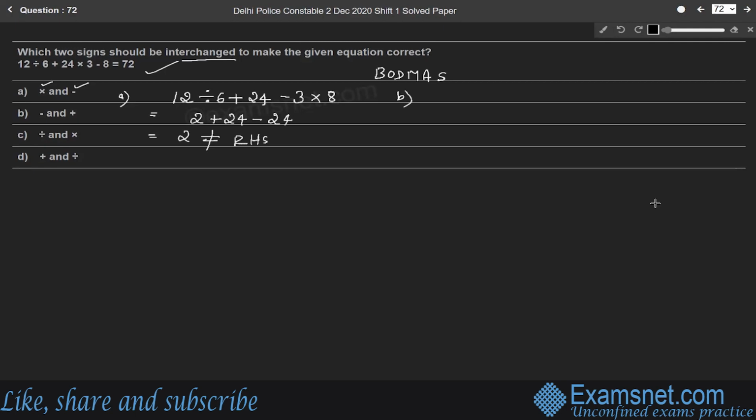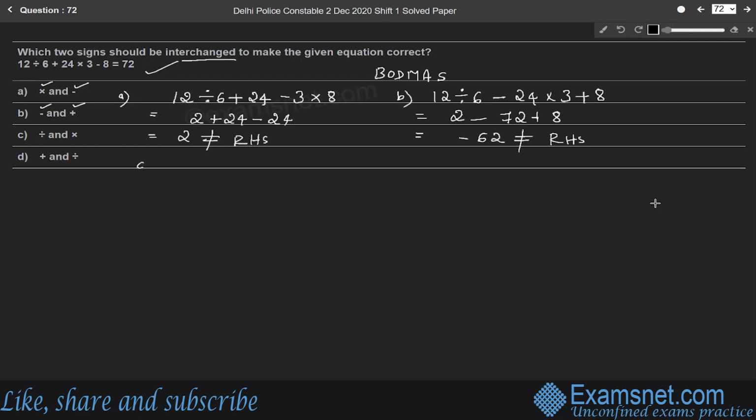Right? Option B, when subtraction and addition signs are interchanged, then the equation becomes 12 by 6 plus becomes minus 24 into 3 minus 8 becomes plus 8, which is equal to 2 minus 24 into 3 is 72 plus 8, which is equal to 2 minus 72 is minus 70 plus 8 is minus 62, which is not equal to RHS. So RHS should be 72, right?